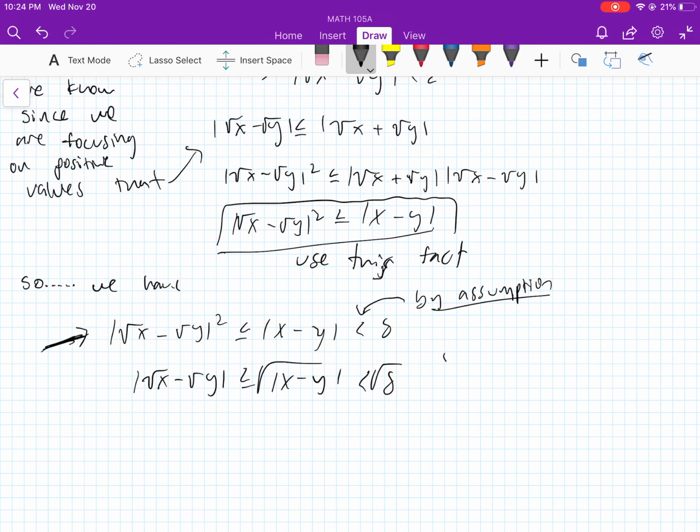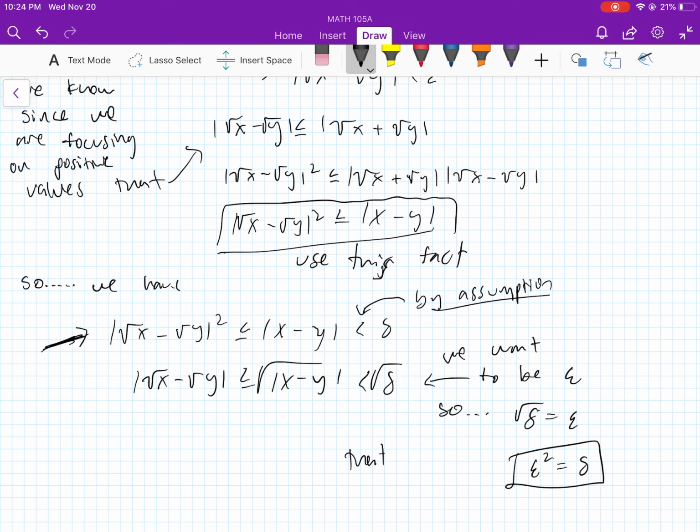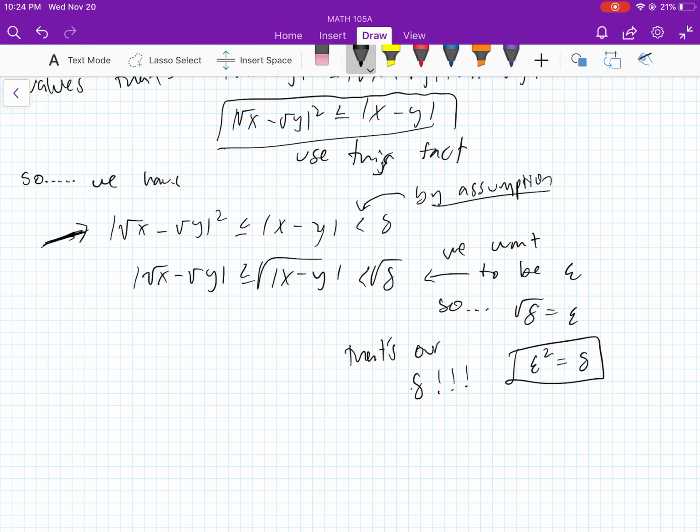So we see that square root of x minus square root of y is strictly less than the square root of delta. So all we have to do is say, well, let's just have epsilon be the square root of delta, right? And we just hit both sides with the square, and we get delta is epsilon squared. So we found our delta that works, yeah.